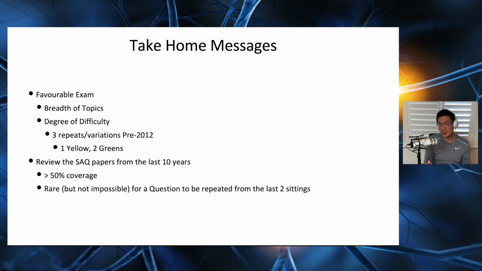I don't think you need to write model answers for all of the questions from 2012 backwards, but at least have a look at some of them and also tie it into the learning objectives as well. And the last point is it's extremely rare for a question to be repeated from the last 2 sittings. So you can be almost certain, and I don't want to eat humble pie the next time I present this review of a paper next year, that you won't get a repeat from any of the questions in 2022.